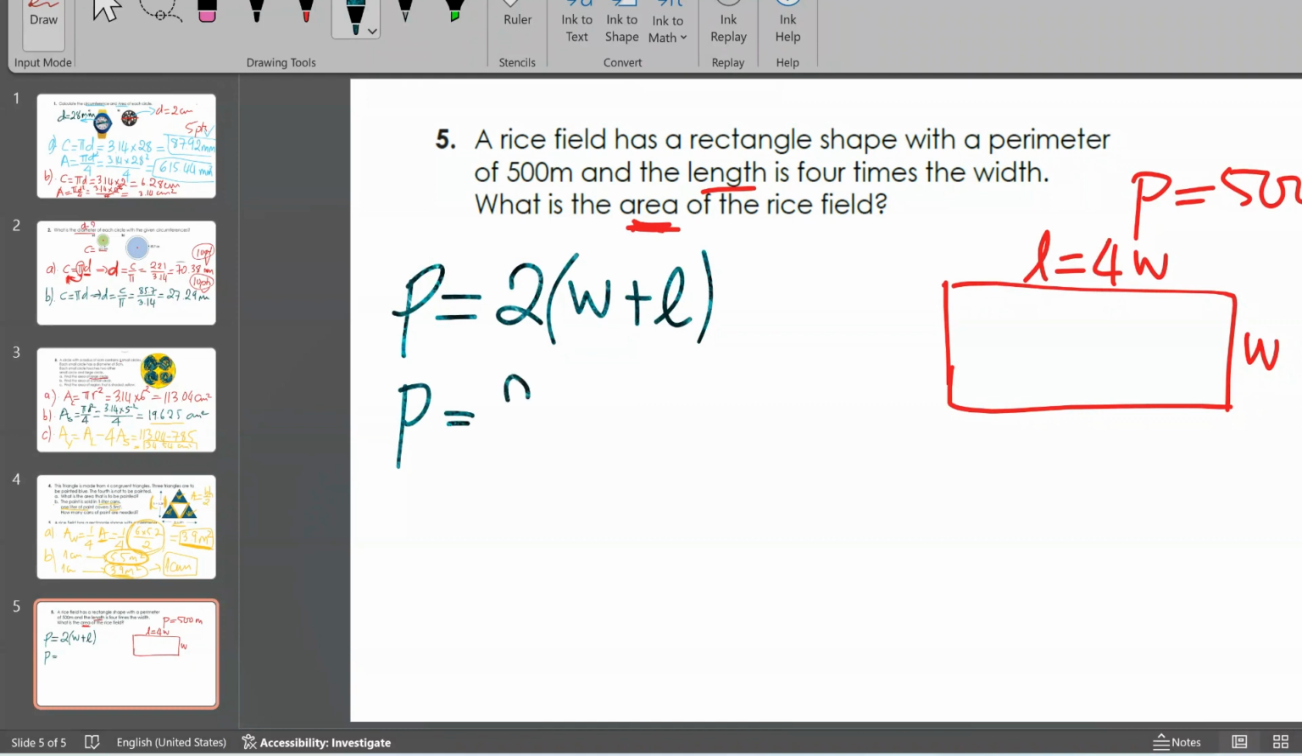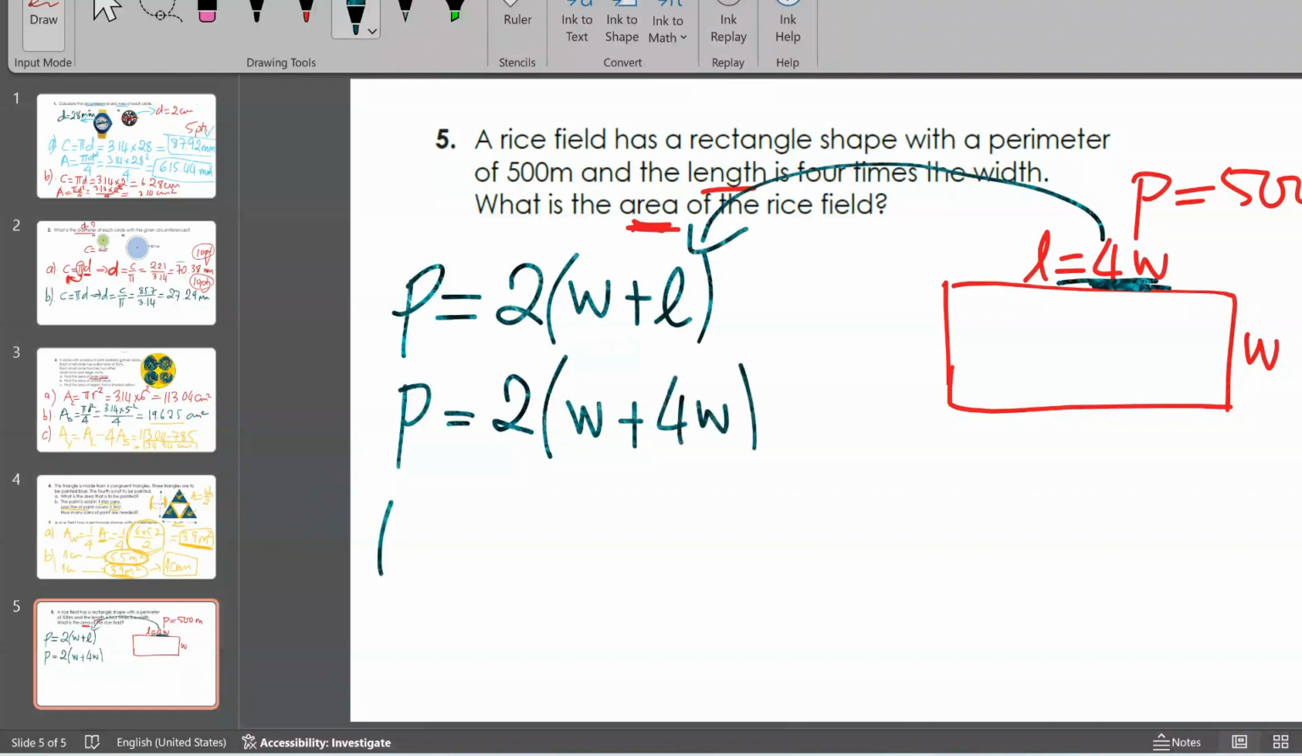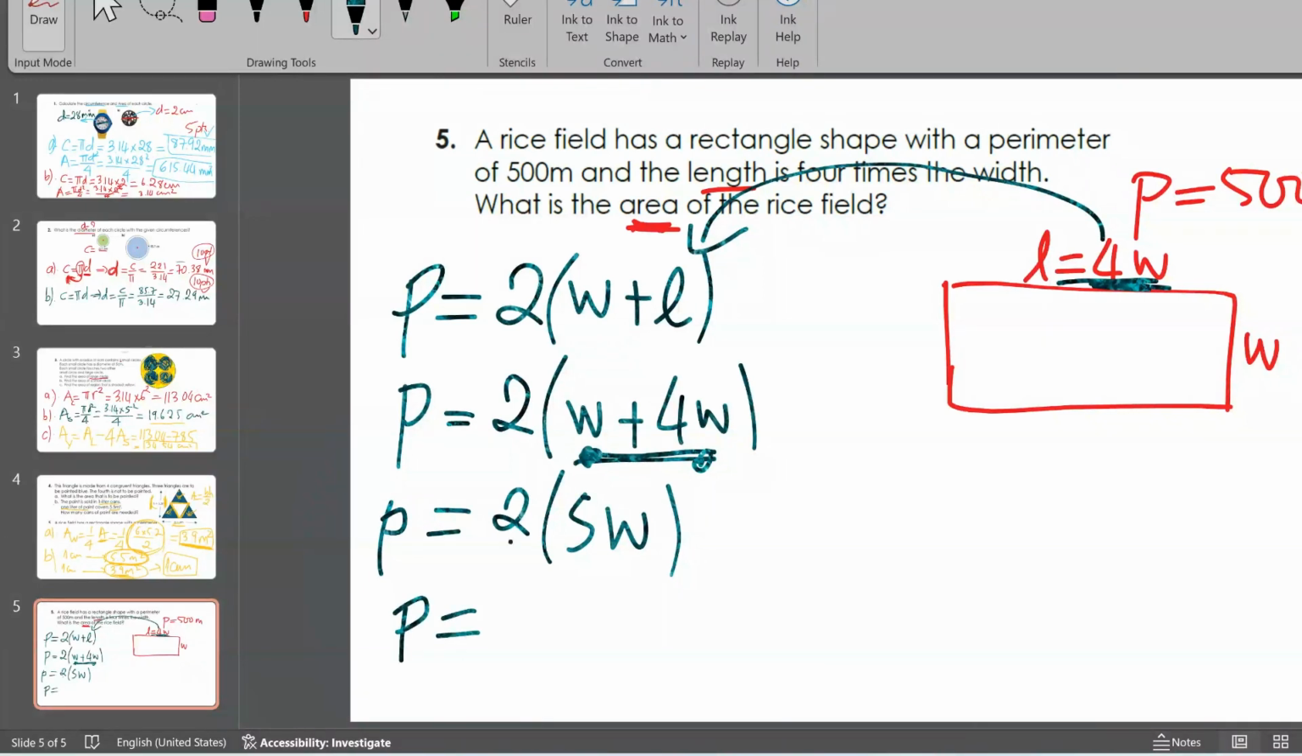So this 2 stays 2. Width is still width, but we know that the length is four times the width, so we substitute 4w. Perimeter equals 2 times (w plus 4w). w plus 4w equals 5w. Now perimeter equals 2 times 5w, which is 10w.